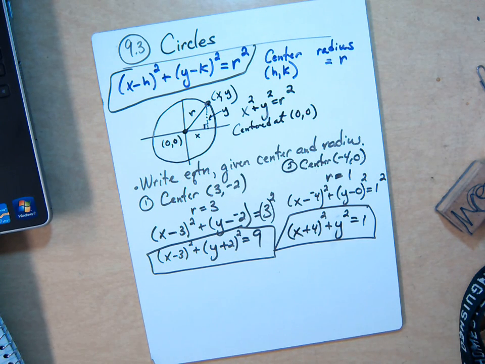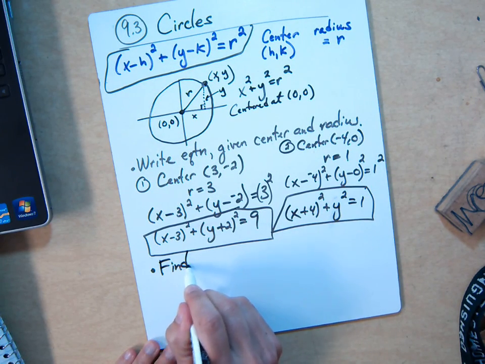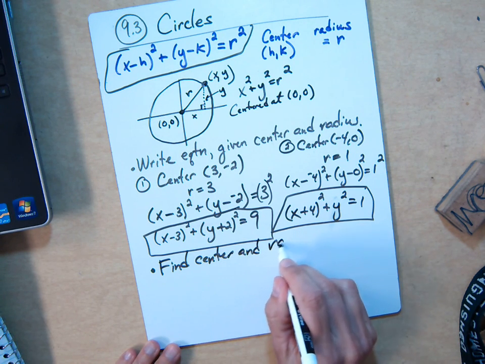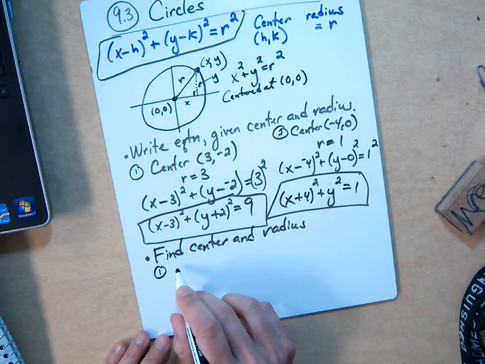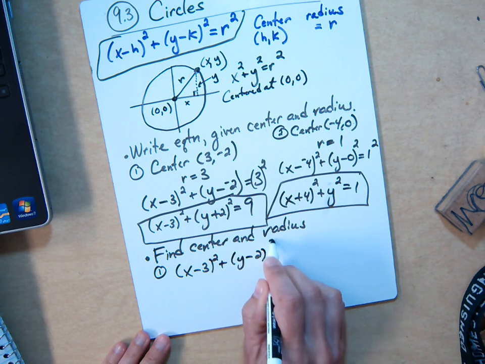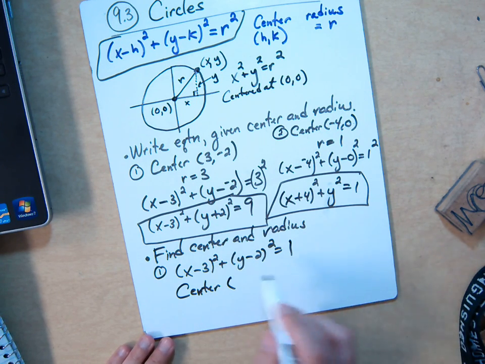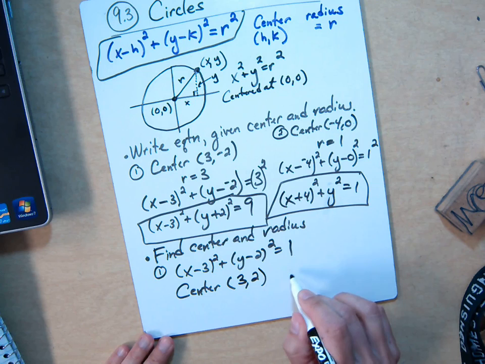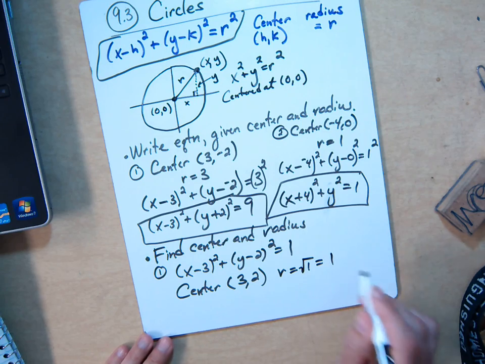And probably just as easy is this objective here, to find the center and radius. We're going to go the other way. Find the center and the radius length. So I would give you this equation: (x - 3) squared plus (y - 2) squared equals 1. So you would tell me the center is at (3, 2), and the radius length equals the square root of this, which happens to be 1.